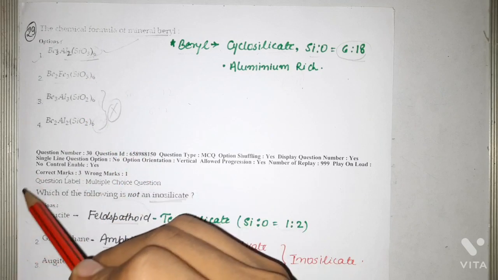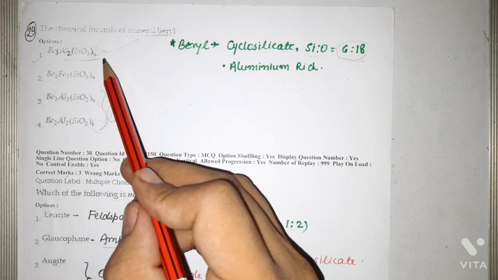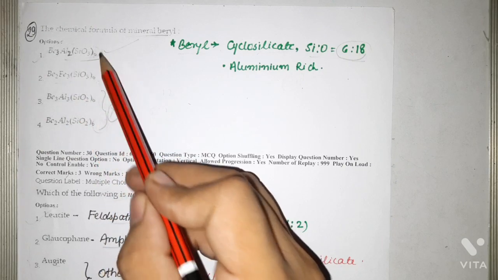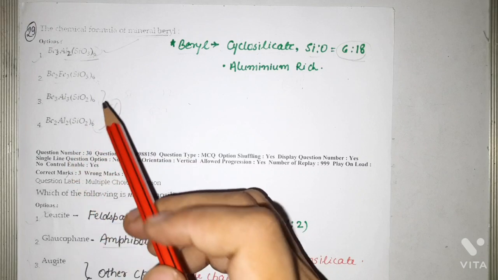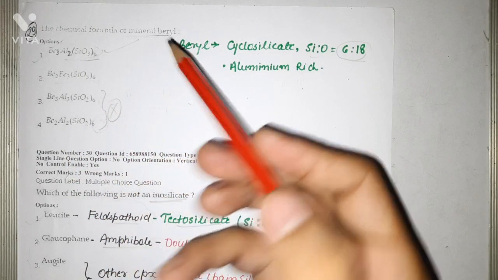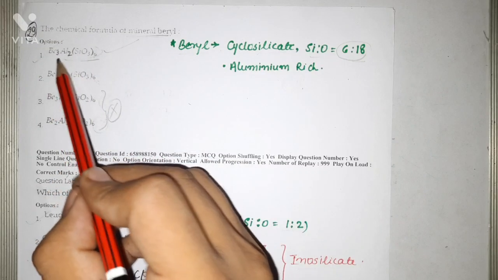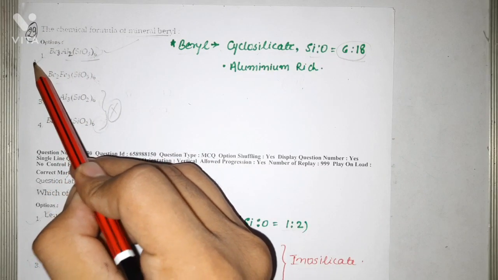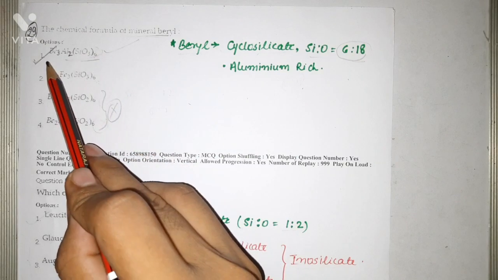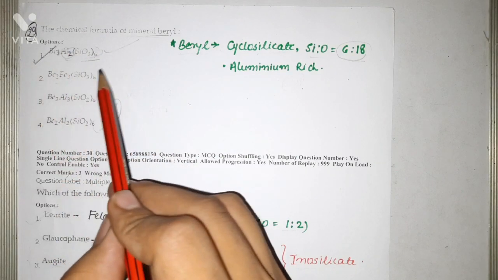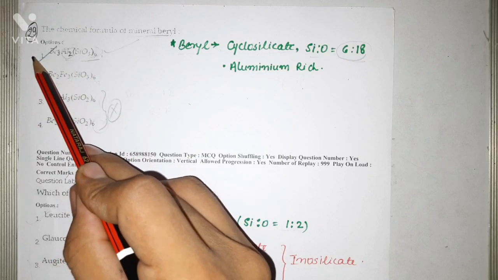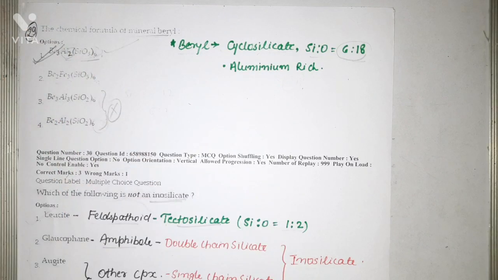Now we have to tell which of these, 1 and 2, is the chemical formula for the mineral beryl. Now we know that beryl is aluminum rich, so from this we can easily answer that the chemical formula for beryl is Be3Al2(SiO3)6. In this it is aluminum rich, and also the Si:O ratio is 6:18. So the correct answer is first. Now coming to the next question.